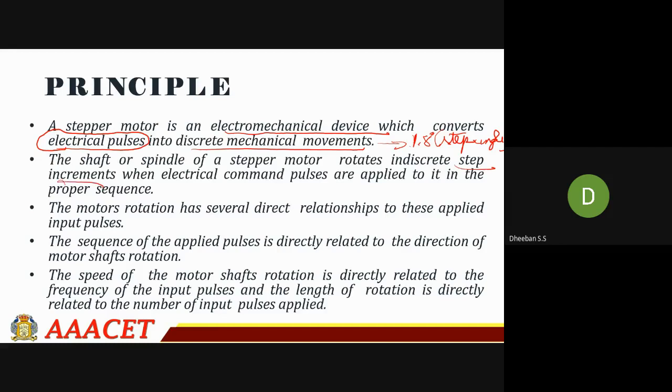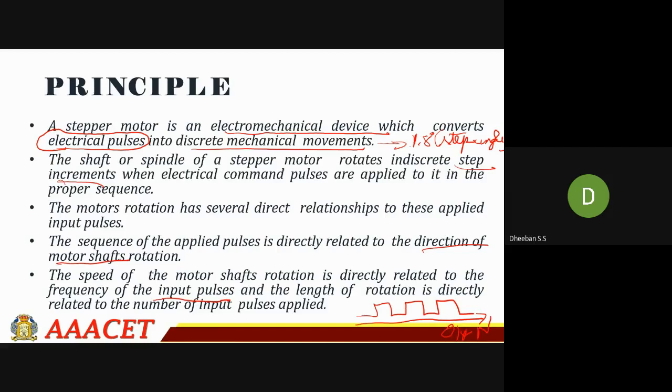The motor rotation has a direct relationship to the input pulses, because the motor acts and its characteristics depend only on your input parameters. The sequence of the applied pulses is directly related to the direction of the motor shaft rotation. The speed of the motor shaft, that is the output speed N, is directly related to the frequency of the input pulses. The frequency at which you give the input pulses determines your output speed.